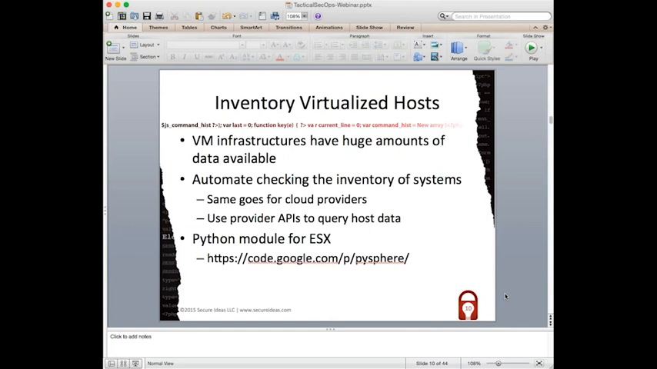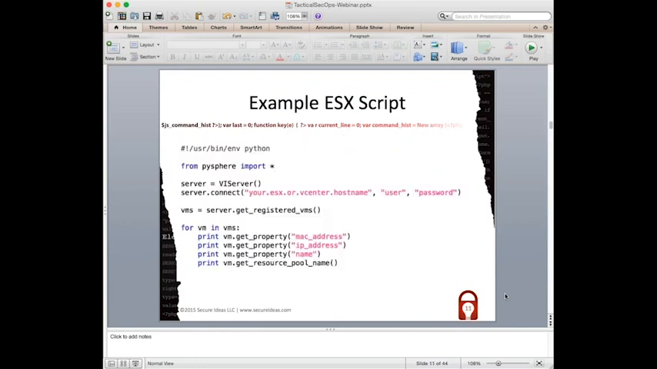Now, there's a pretty cool module for interacting with your ESX hosts. It's got the link here, googlecode.com/p/pysphere. You can do something like this really easy. Here's a quick script. Hit some ESX host or your virtual center host, give it your username and password, and tell it, hey, get me the registered VMs. And then from that, I can start printing out different properties. Or, in this case, this is a simple little script just meant to print it out on the screen.